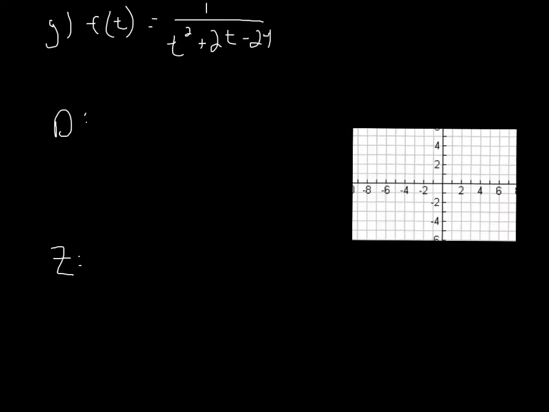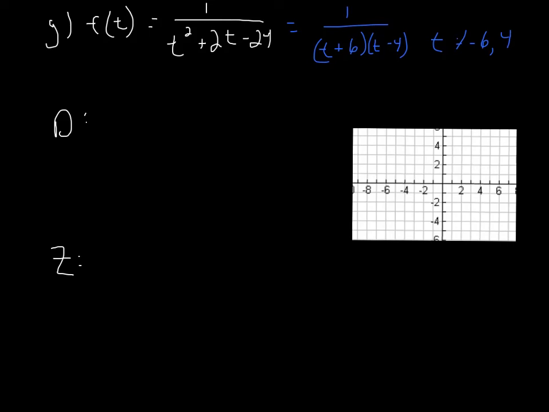Alright, let's try this one. Okay, so this one's similar. Now, you can factor the bottom to t plus 6 and t minus 4. So what is t not allowed to be? Our domain cannot include -6 and +4.